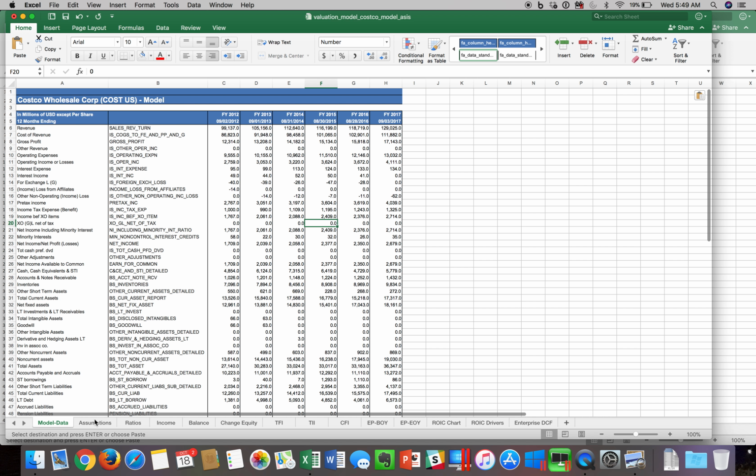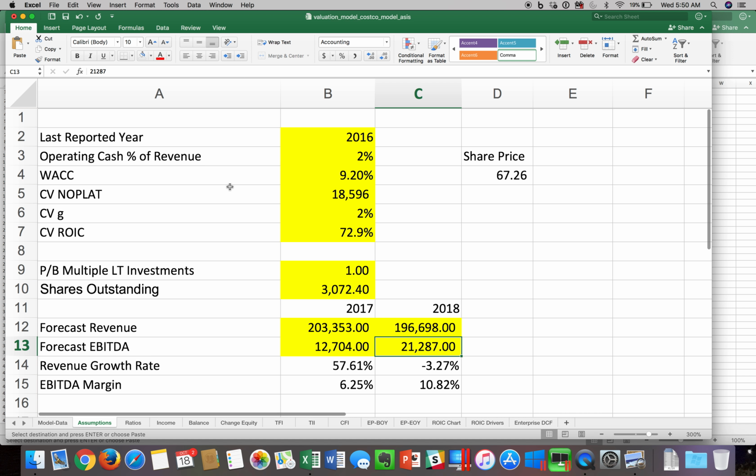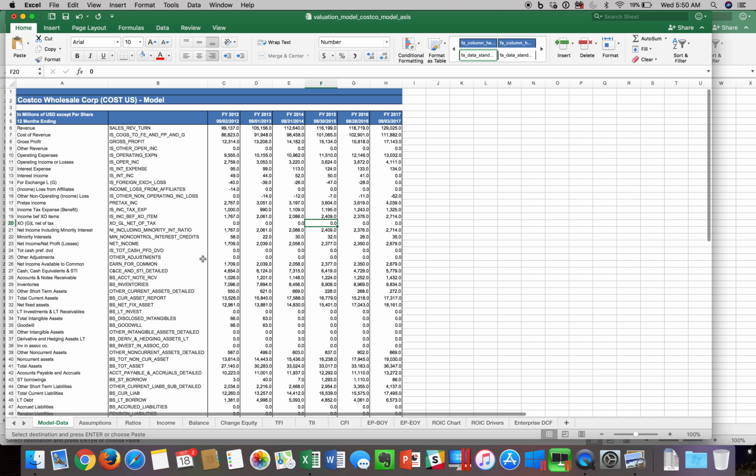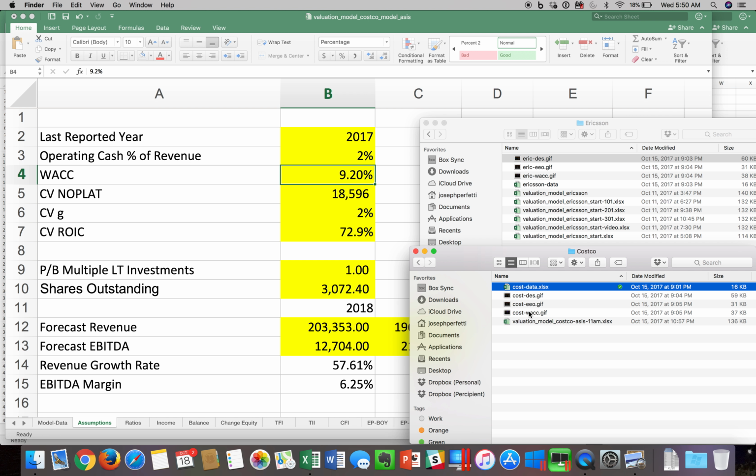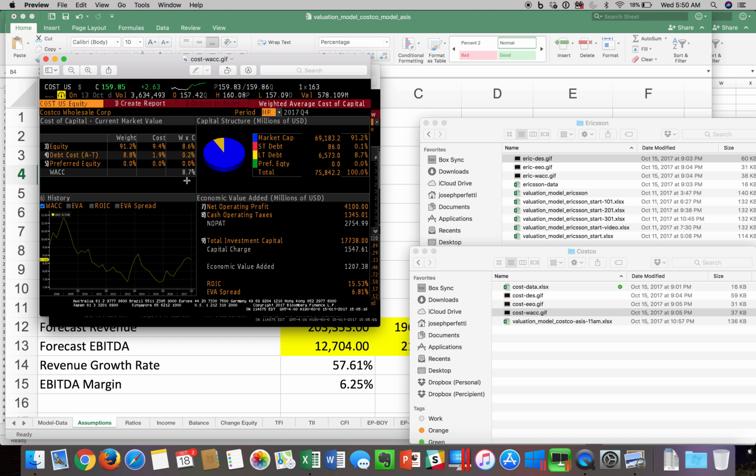Next, go to assumptions. What assumptions do we have to adjust? Well, the first one is that Costco has a September 3rd fiscal year. They're not December 31st, so they're already into fiscal 2018. They've reported 2017, so we need to change this to 2017. Second, they have a different WACC. So going back to the WACC, we go to Costco's WACC, and we need to put in their WACC.